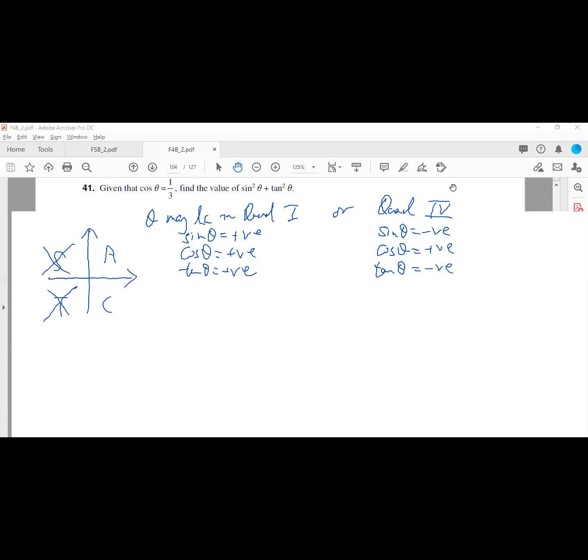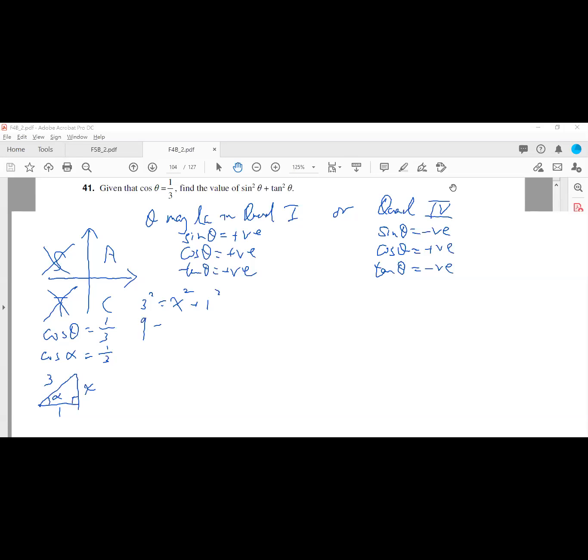And then we need to find out the number. We know that cosine theta is 1/3, then we will use the alpha approach. Just take the positive value and draw a right angled triangle. Because it is cosine, the adjacent side is 1, hypotenuse is 3, and we let x be the third side. Then we relate them by the Pythagoras theorem.